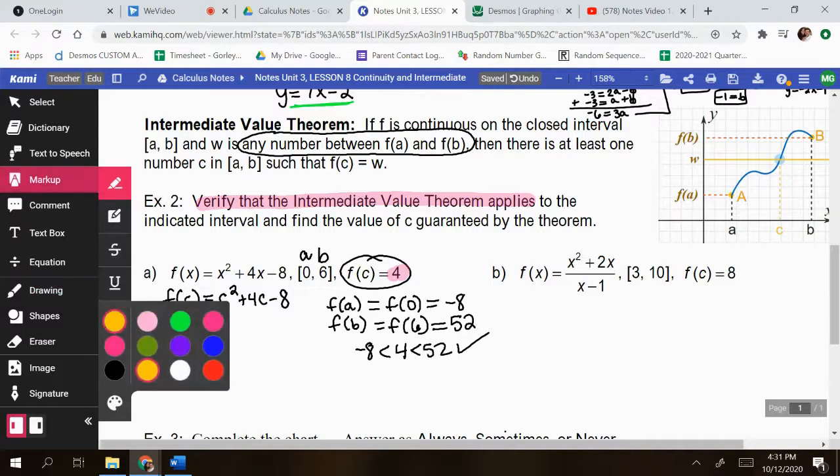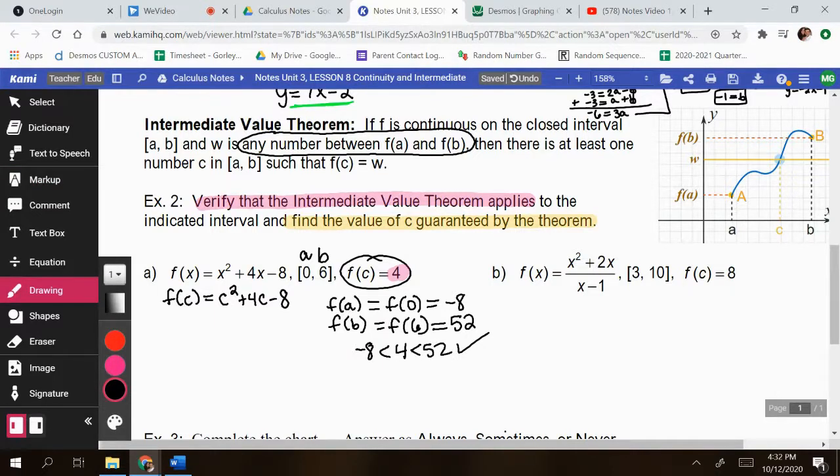Now the second part is I need to find the value of c guaranteed by the theorem. Well, really what 4 gives you is a y value. So the question is, what c value can I plug into my function to give me a y output of 4? Well, if I know that f of c is 4, I'm just going to replace f of c with 4 and solve for c, right? How am I going to solve for c here?